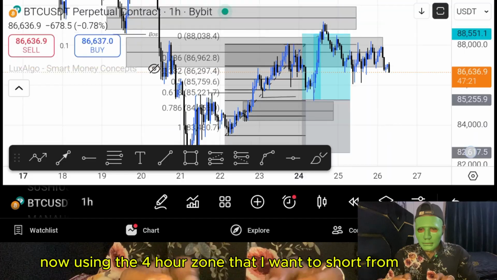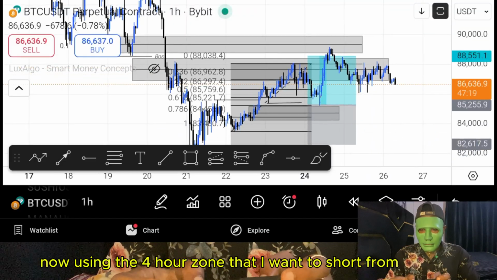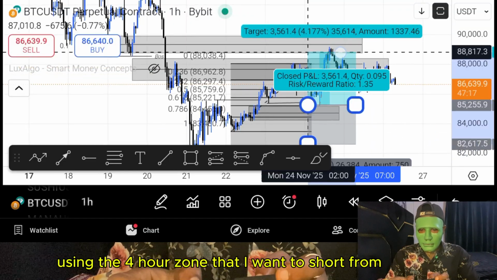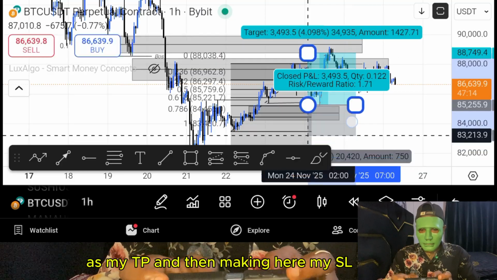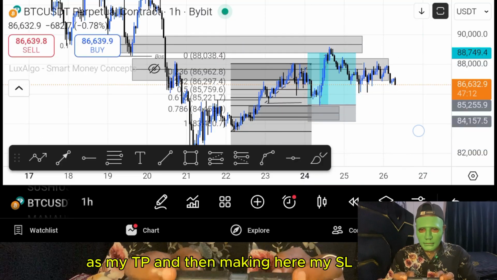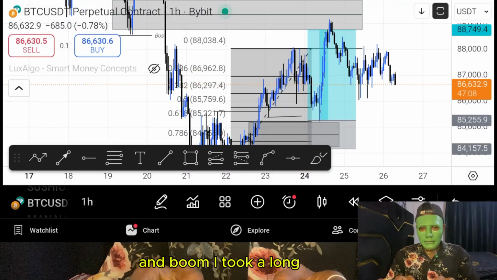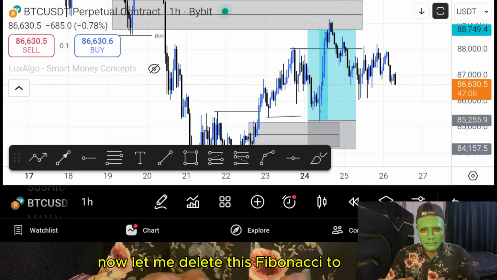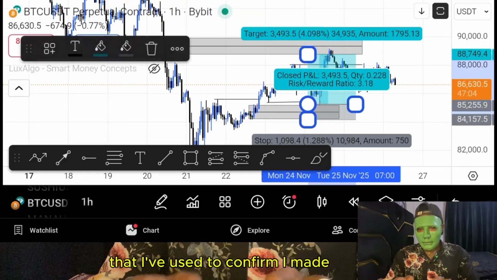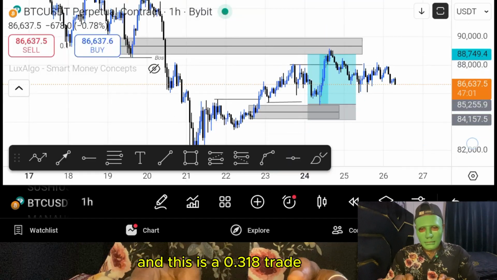Now, using the 4 hour zone that I want to short from as my TP, and then making here my SL, that is exactly what I did. And boom, I took a long. Now let me delete this Fibonacci tool that I've used to confirm. I made, and this is a 0.318 trade.